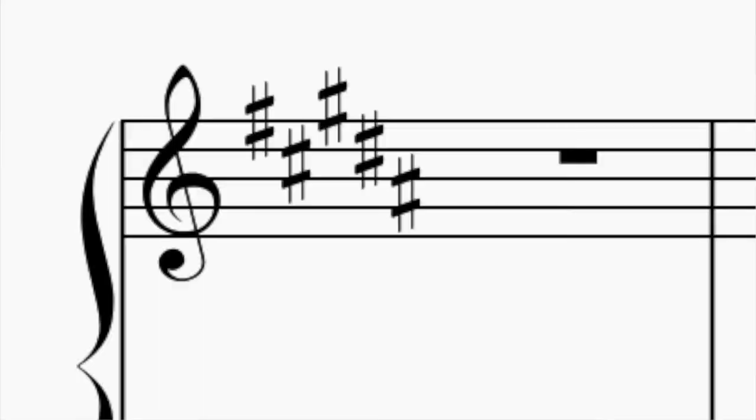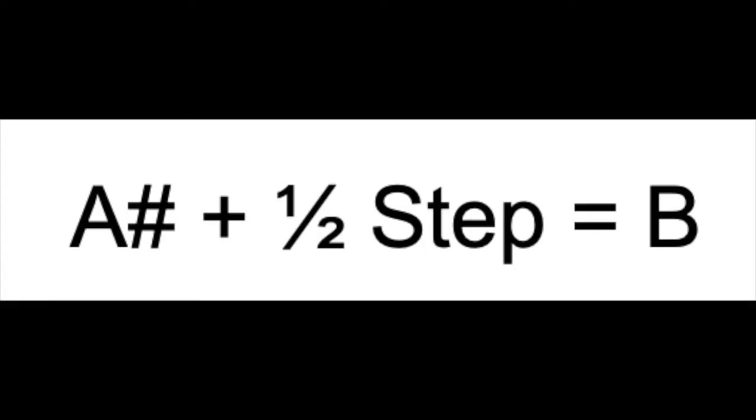Let's try another one. This key signature has 5 sharps. I know because of my order of sharps that those sharps have to be F, C, G, D, and A. So since my last sharp is A sharp, let's go up a half step to B. That's what key I'm in, the key of B. It's also important to note that whenever I say what key we're in, we're specifically talking about major keys right now. So that was the key of B major.